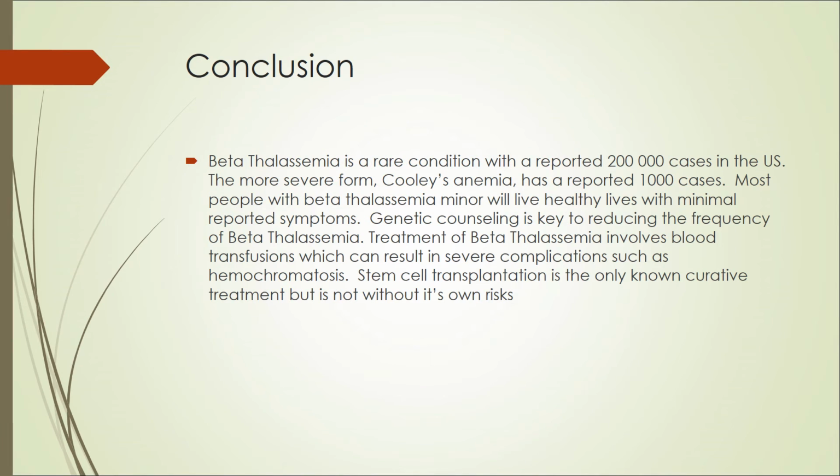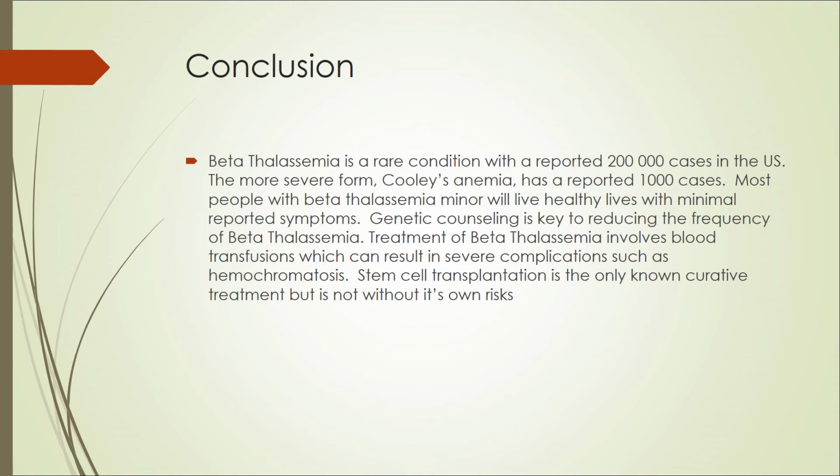So in conclusion, beta thalassemia is a rare condition with a reported 200,000 cases in the United States. Its more severe form, Cooley's anemia, or beta thalassemia major, has a reported 1,000 cases. Most people with beta thalassemia minor will live normal, healthy lives with minimal reported symptoms and a normal life expectancy. Genetic counseling is key to reducing the frequency of beta thalassemia in general.